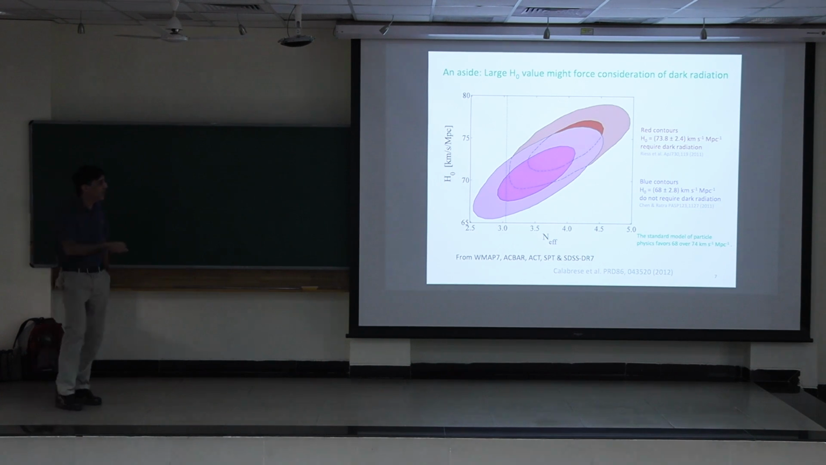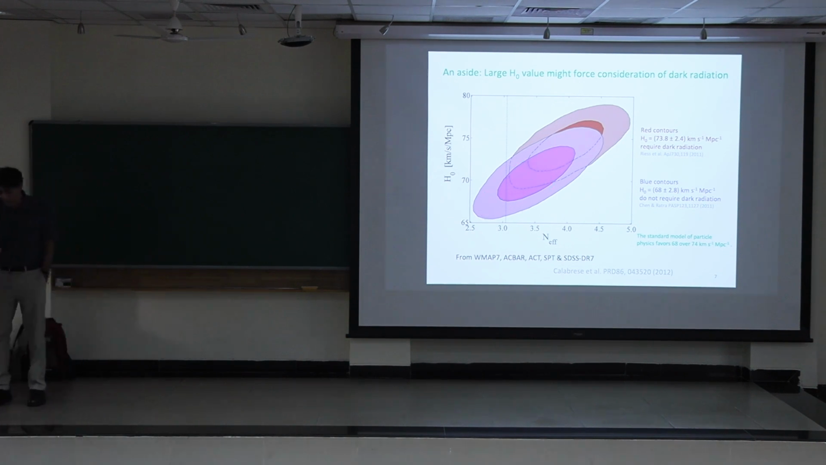And you can see immediately that the contours are different. The blue ones favor a lower Hubble constant, and they're consistent with the number of light neutrino species we have in the standard model of particle physics, while the red contours are 2 sigma away from the number of light neutrino species in the standard model. So even in 2011, the standard model of particle physics could distinguish between a Hubble constant of 74 and 68 at 2 sigma. That's a pretty impressive result, because 15 or 20 years before, we didn't know the Hubble constant to a factor of 2.